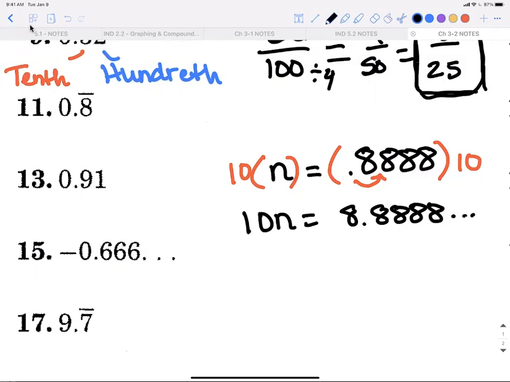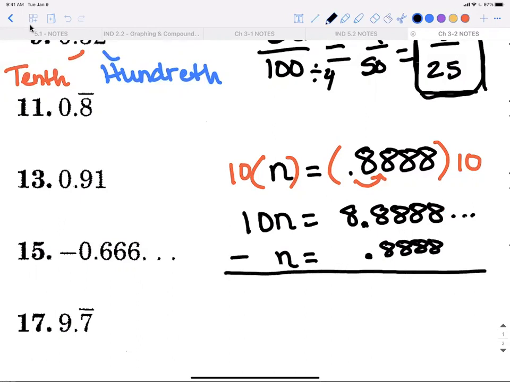Now I'm going to write my original problem, which was n equals. I'm going to write it right underneath here. So n equals, I'm going to keep my decimals lined up, 0.8888. Right? I'm just writing it right underneath my manipulated one. And then I'm going to draw a line, and I'm going to subtract these 2 lines from each other.